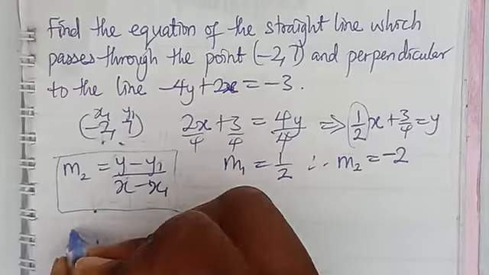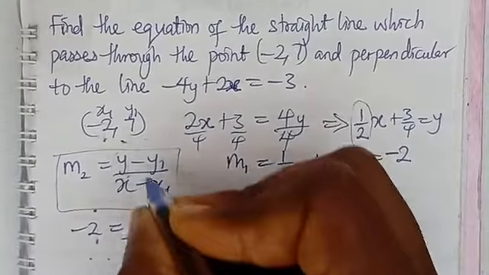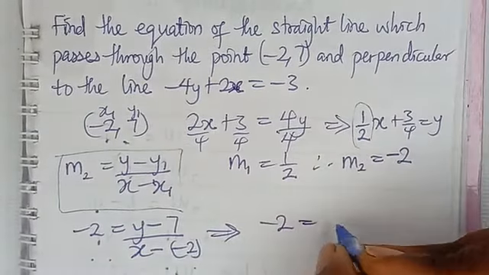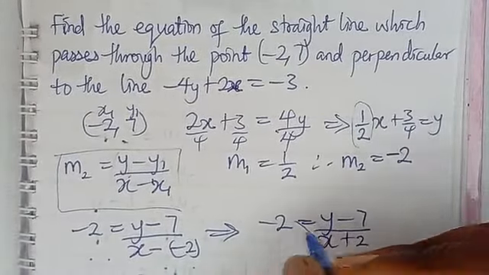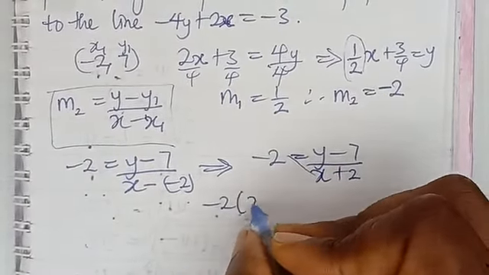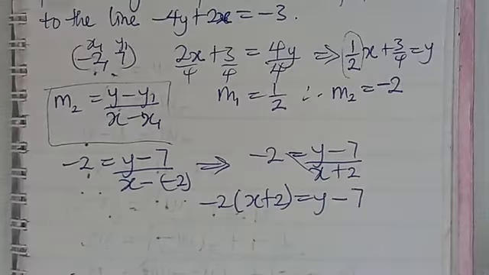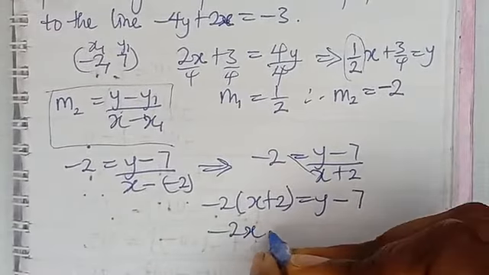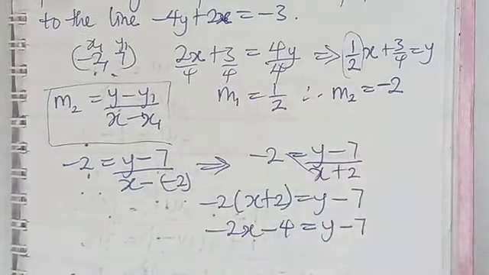Okay, so we have that negative 2 is equal to y minus y1 is 7 over x minus x1 is negative 2. This gives us that negative 2 is equal to y minus 7 over x plus 2. We cross multiply. When we cross multiply, we are going to have that negative 2 into x plus 2 is equal to y minus 7. Okay, we open up the bracket. We have negative 2x minus 4 is equal to y minus 7, right?